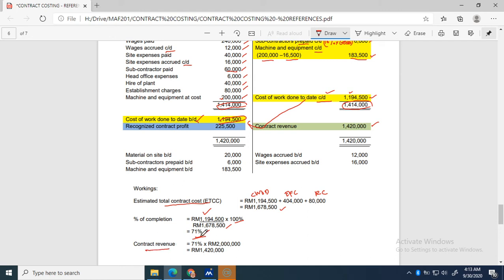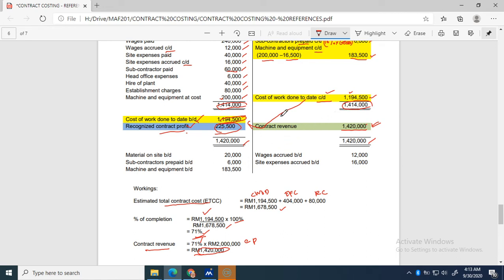How to get contract revenue? The percentage times contract price. So contract price 2 million. So you will get here contract revenue 1.42 million. So put it in the credit side of the CIP, 1,420,000. So 1,420,000 total up here, minus the cost done to date. So you get the balance here. So this balance 225,500 is the contract profit. So finish the second stage.